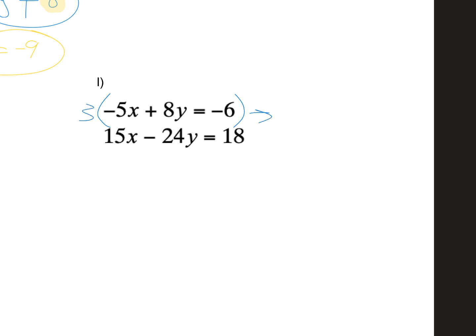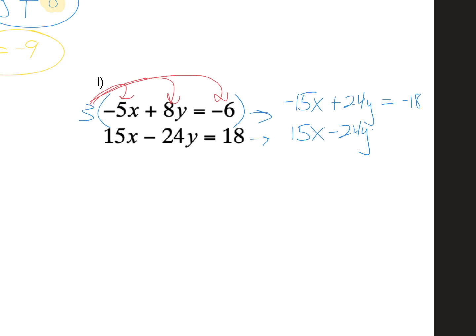So once I do that, I'm just distributing it to each term. We will get negative 15x plus 24y equals negative 18. I had to think about that one for a minute. All right, and then I'll just copy the bottom equation as it is. So I have 15x minus 24y equals 18. So I want to add these.